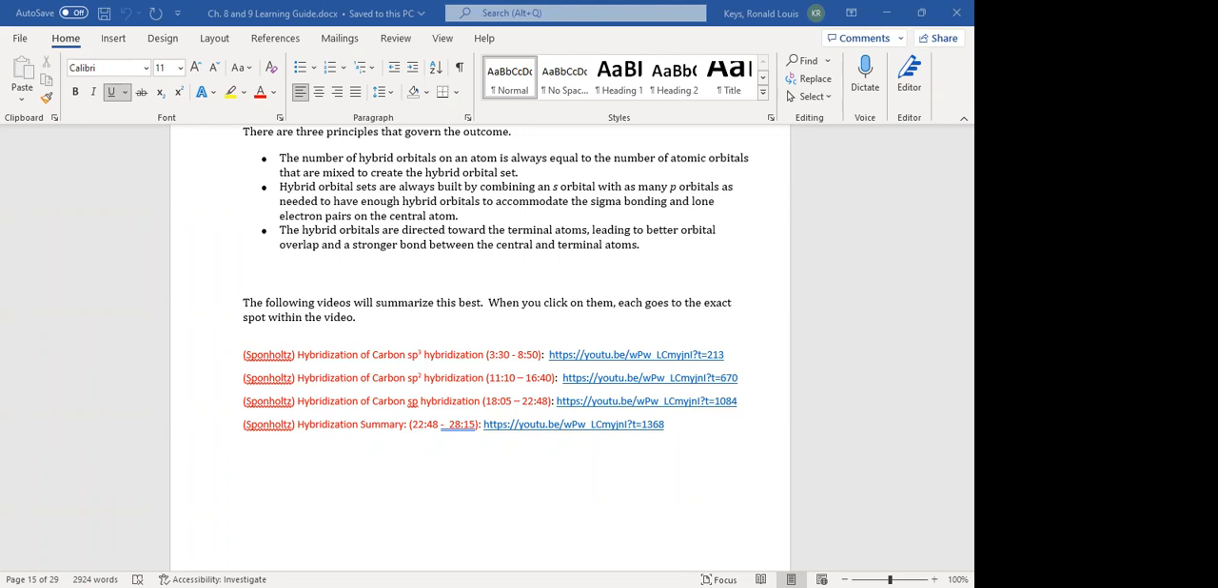Okay, so both carbons are sp3 hybridized. They try to get as far apart from each other as they can. What do we have for bonds here? These are all sigma bonds. So there's 1, 2, 3, 4, 5, 6, 7 sigma bonds here.